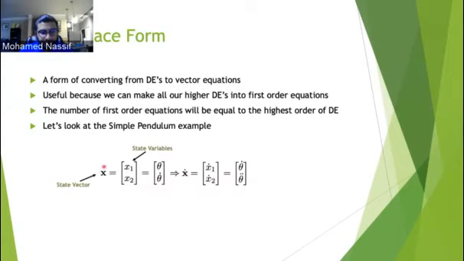Now let's just differentiate this with respect to time. Basically differentiating each element, so x dot 1, x dot 2, which is theta and theta dot, become theta dot here and then theta double dot here. But we know what theta dot is. Theta dot is just right here. This is x2. This element is just x2.